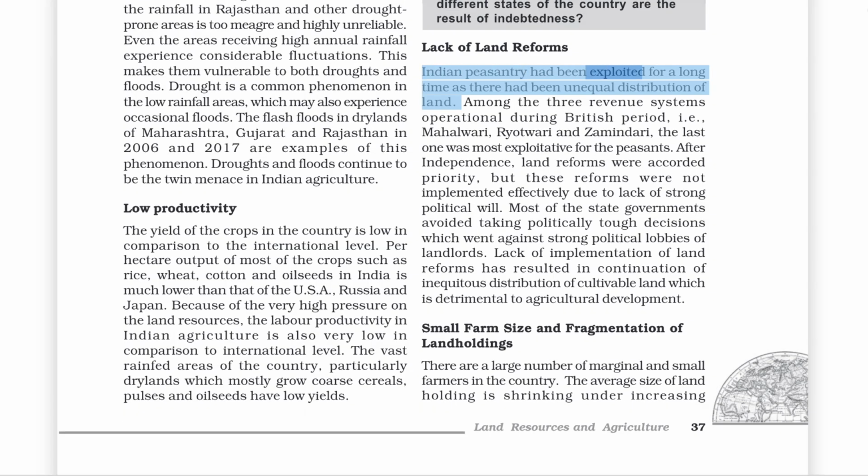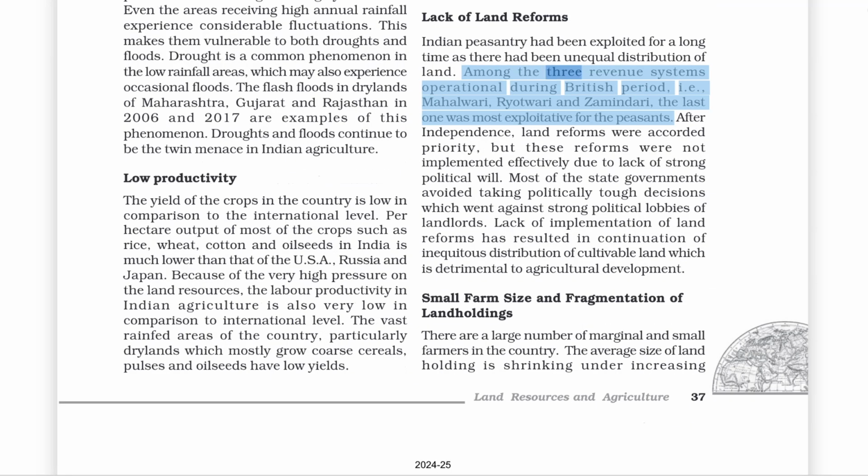Lack of land reforms. Indian peasantry had been exploited for a long time as there had been unequal distribution of land. Among the three revenue systems operational during British period, i.e. Mahalwari, Rayatwari and Zamindari, the last one was most exploitative for the peasants.